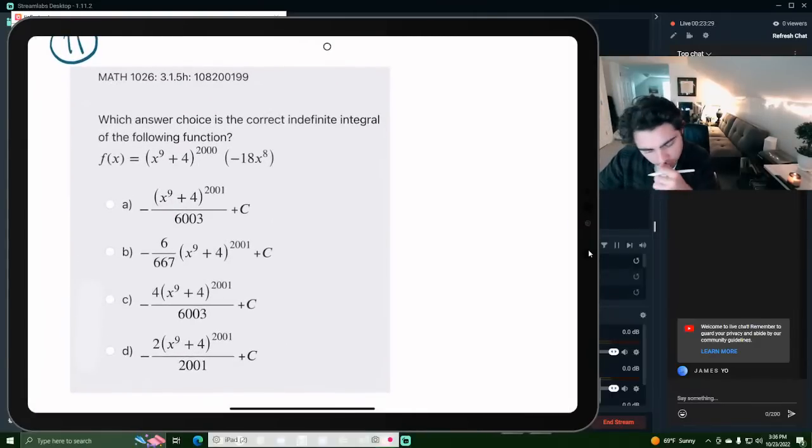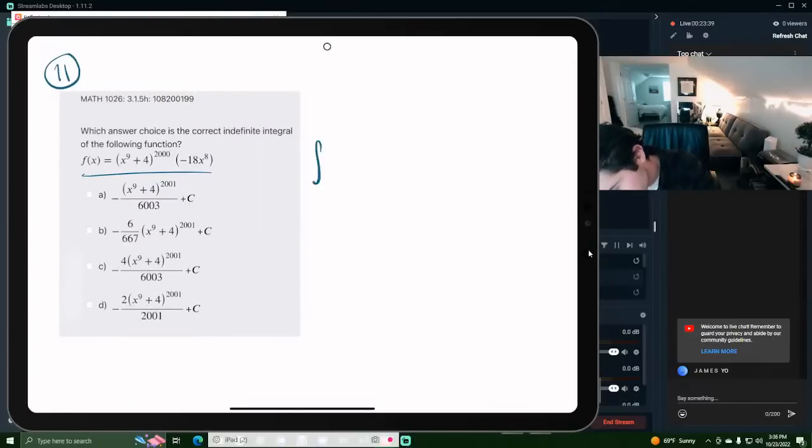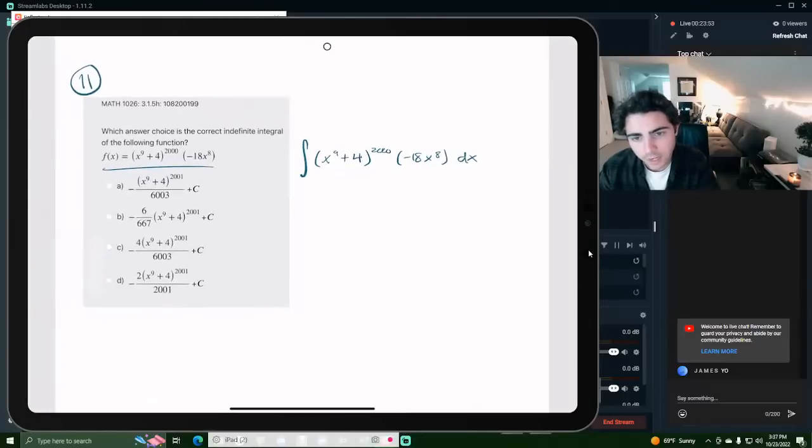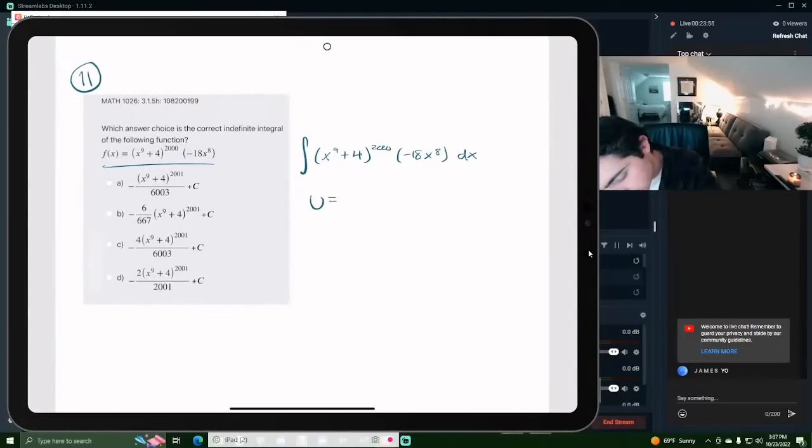In number 11, they say which answer choice is the correct indefinite integral of the following function. So they want us to practice u substitution in this case. So it's almost as if they're giving us the integral of x to the 9th plus 4 to the 2000 times negative 18x to the 8th dx. So I like to just set it up like this. You don't have to, but because really it's just a u substitution problem.